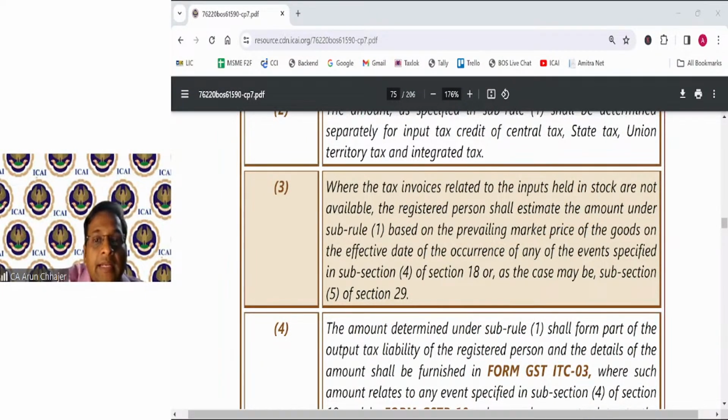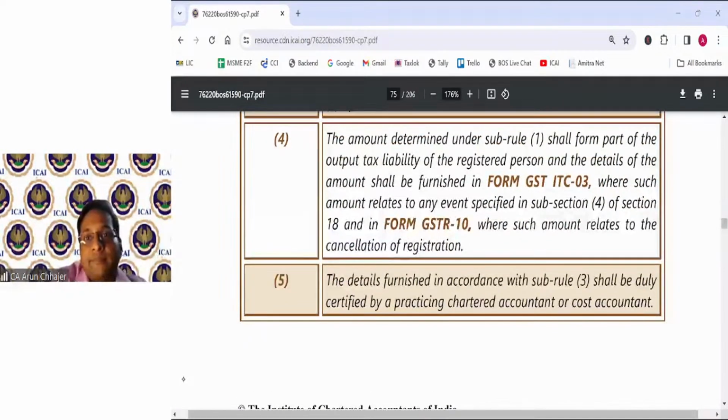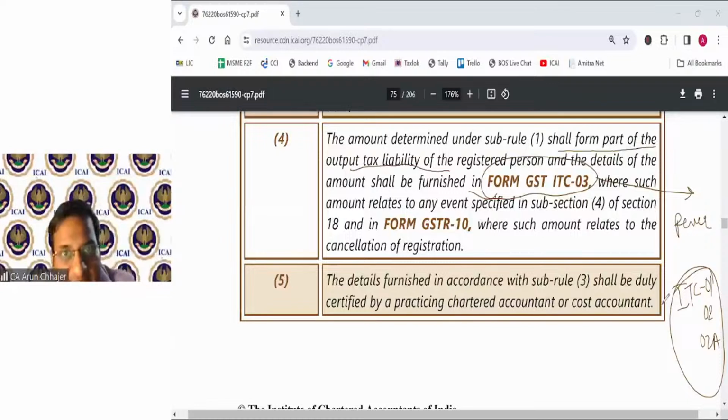The amount determined under subrule 1 shall form part of the output tax liability. Because I am switching from regular to composition, or my taxable supply becomes exempt. So I have to pay my tax liability, or I have to reverse my ITC. Details shall be furnished in ITC 03. What is ITC 03? ITC 03 is the reversal of input tax credit. ITC 01, ITC 02 or ITC 02A is taking the ITC, but ITC 03 is the reversal of the ITC.